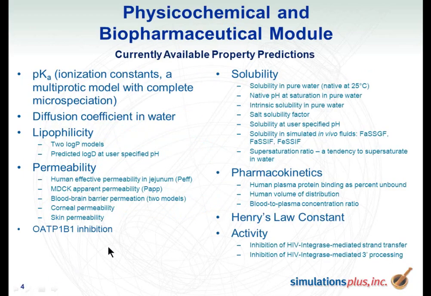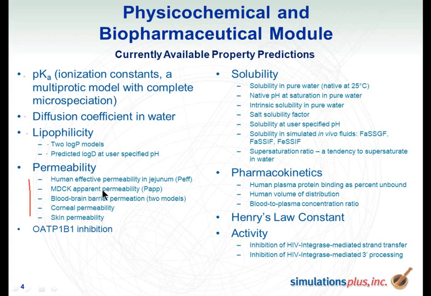This slide shows all of our predicted properties within the physicochemical and biopharmaceutical module. In the upper left-hand corner, we start with the pKa model, which is a multiprotic model with complete microspeciation. We have a diffusion coefficient model. For lipophilicity, we have two log P models and a log D model, which allows you to predict log D at user-specified pH. We have several permeability models, starting out with our human effective permeability in the jejunum.